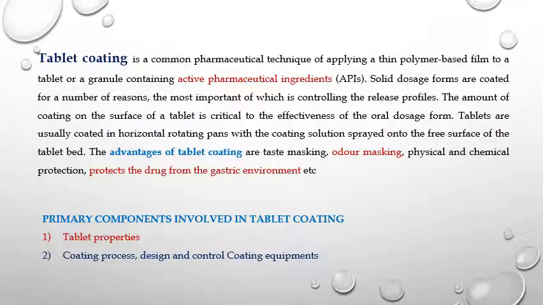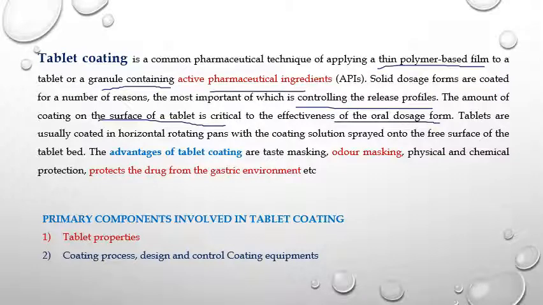Tablet coating. Tablet coating is a common pharmaceutical technique of applying a thin polymer based film to a tablet or the granule containing active pharmaceutical ingredients. Solid dosage forms are coated for a number of reasons, the most important of which is controlling the release profile. The amount of coating on the surface of a tablet is critical to the effectiveness of an oral dosage form.